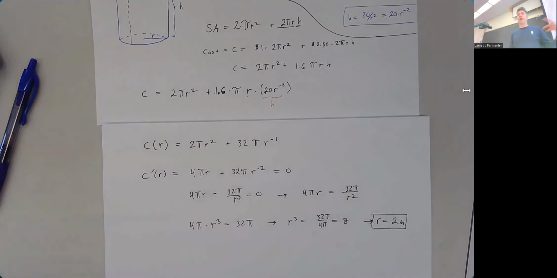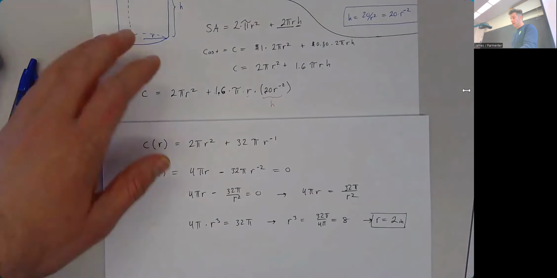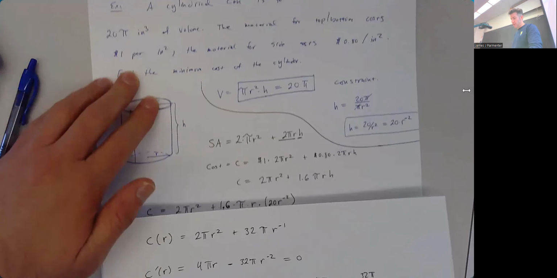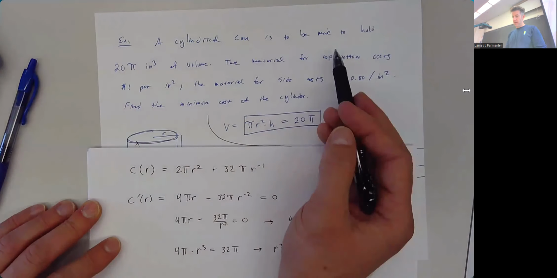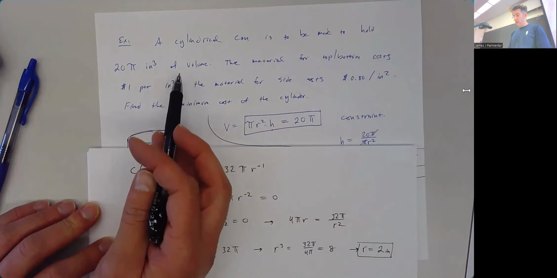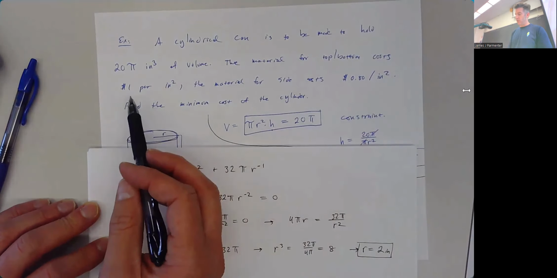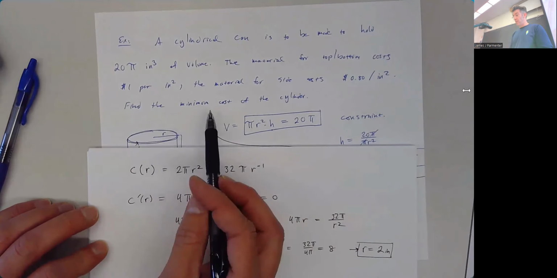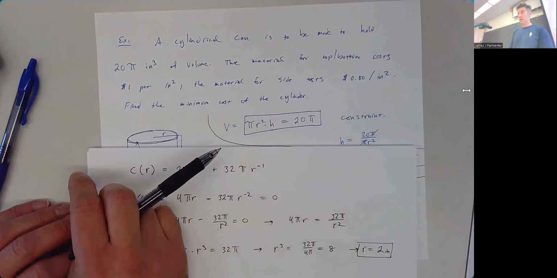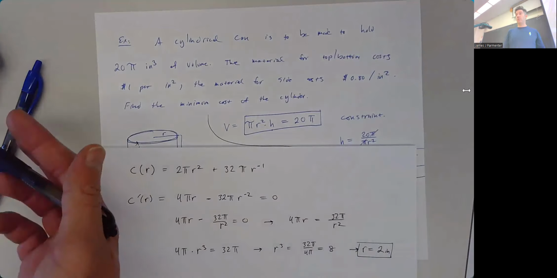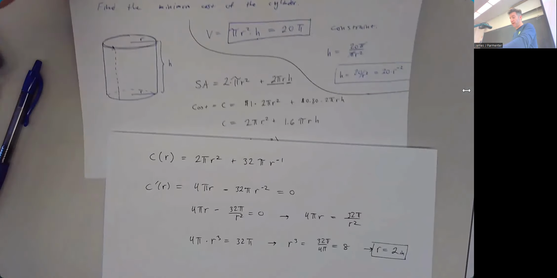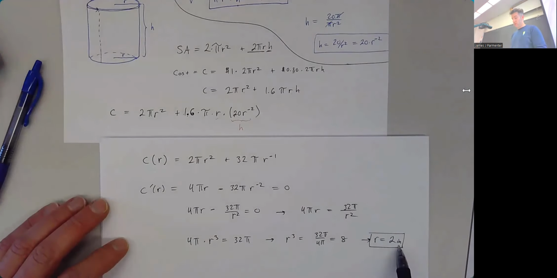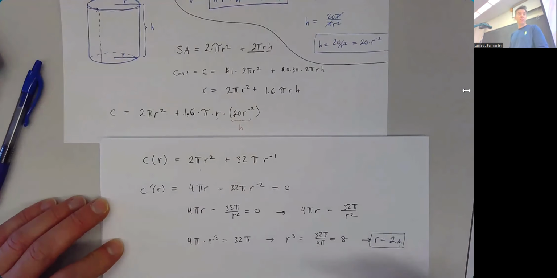All right, so here's my usual go-to. After I've done all this work to find my critical value, then I go back and read the question again and figure out what they're asking me to actually find. So if I go back and read the question again, the question said, a cylindrical can is to be made to hold 20 pi cubic inches of volume. The materials for the top and bottom cost $1 per square inch and 80 cents per square inch. Find the minimum cost of the cylinder. So if I just wanted to find the minimum cost, which is all they're asking me to do, I could just go back and plug in r equals 2 to the cost equation and be done with it.